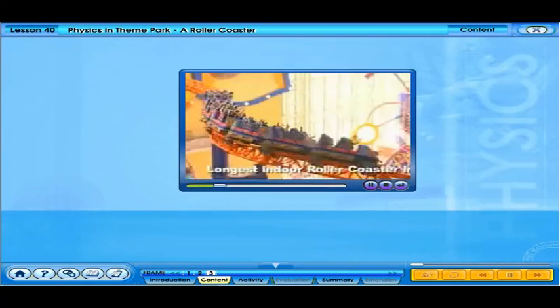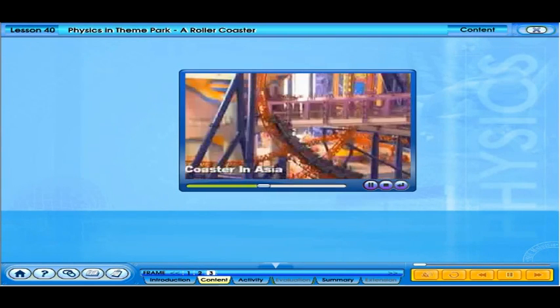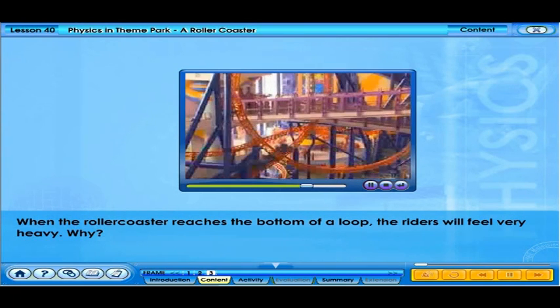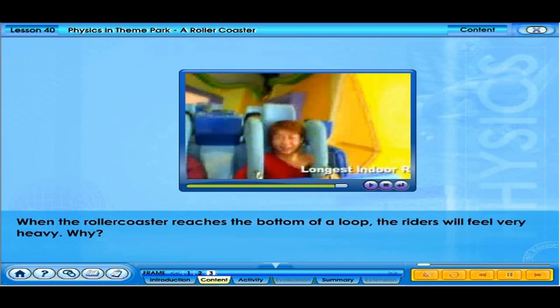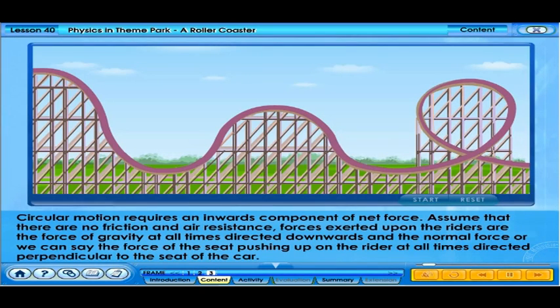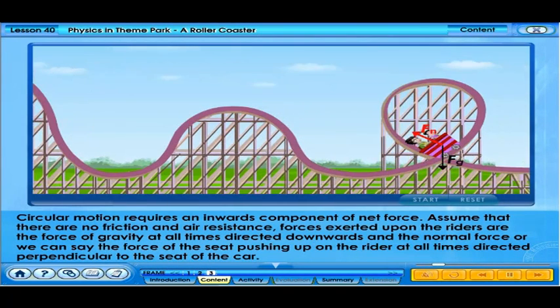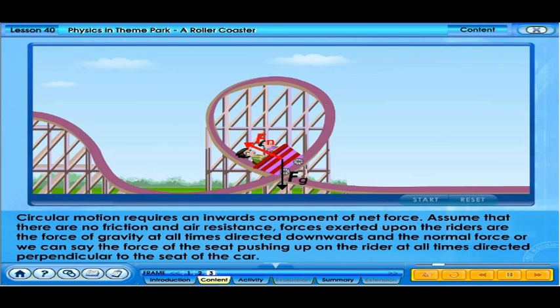One of the thrills in riding a roller coaster is the loop. On the ride, when the roller coaster reaches the bottom of the loop, the riders will feel very heavy. Why? Let's look at the forces that act on the riders to understand what happens. Circular motion requires an inward component of net force. Assume that there are no friction and air resistance.